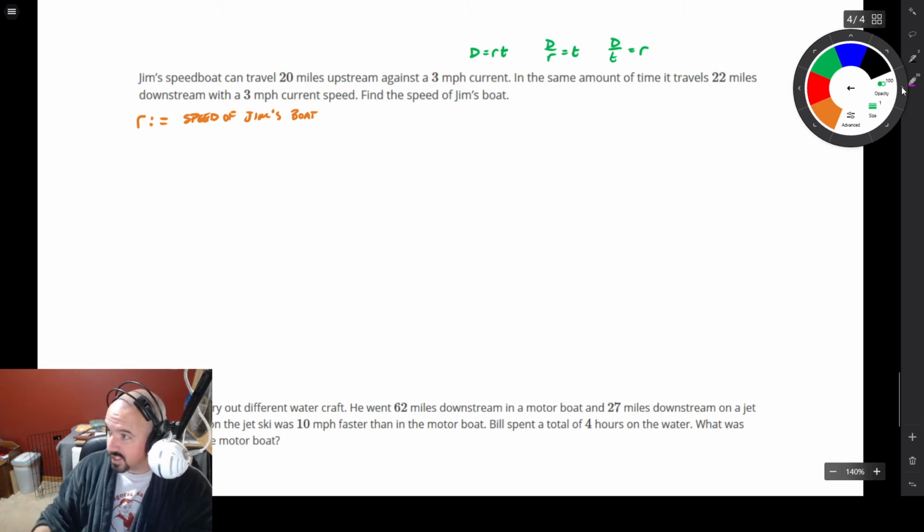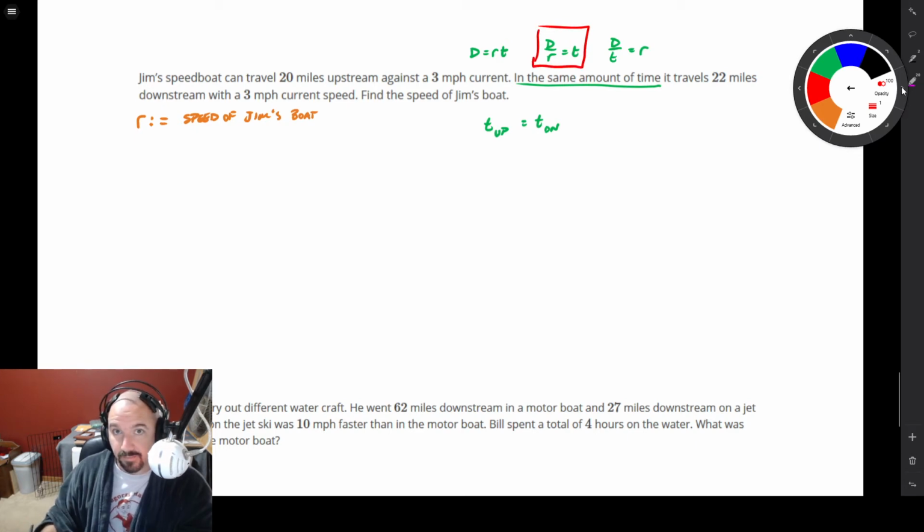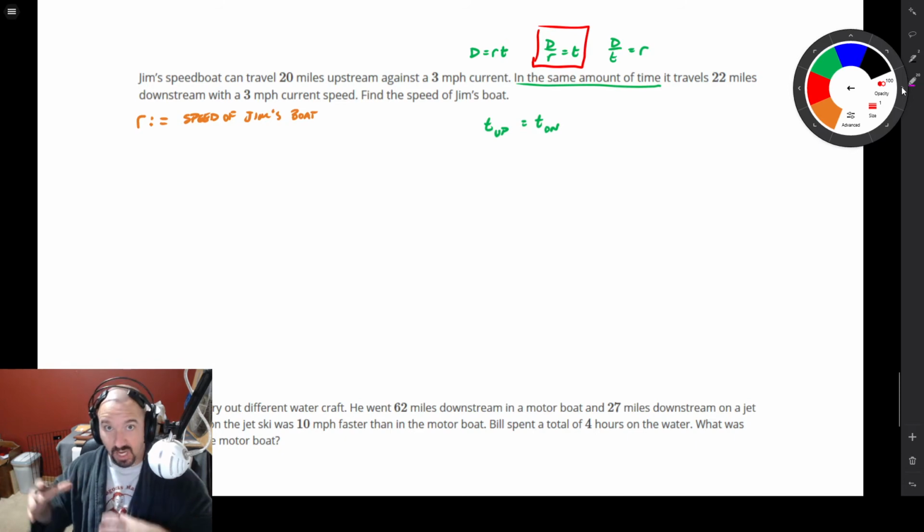So this here, in the same amount of time, should not have been a separate sentence. It should have been connected, or at least a comma here. Anyway, in the same amount of time means that we're going to set time up equal to time down. That means that we need to know the time value. So we're going to use distance over rate is equal to time, because we need to know the time value for each side of the equation.